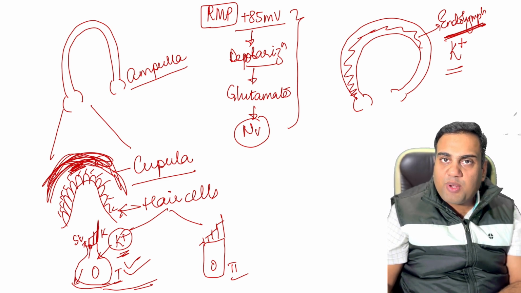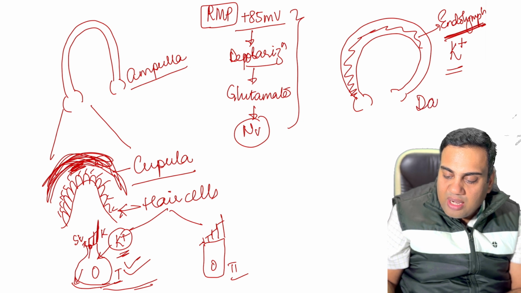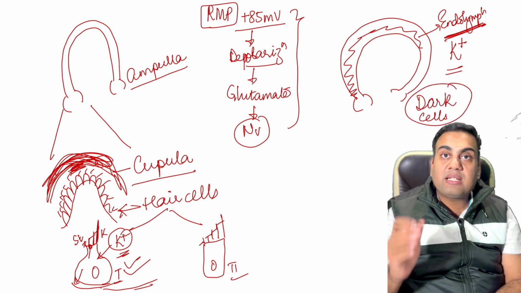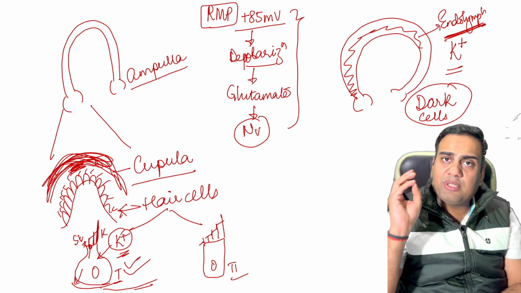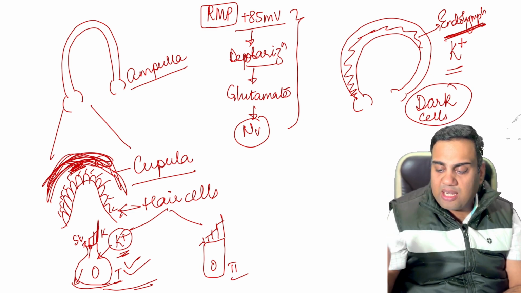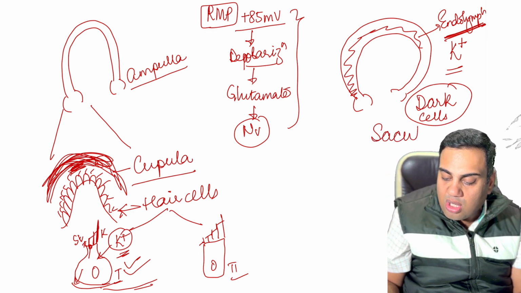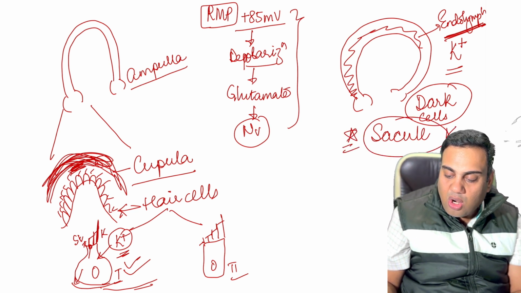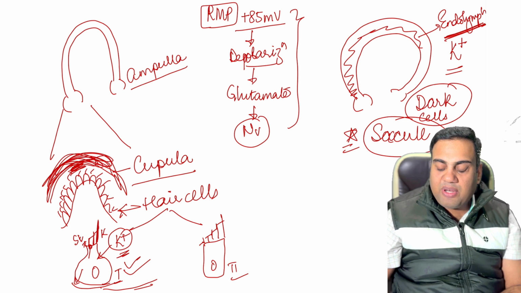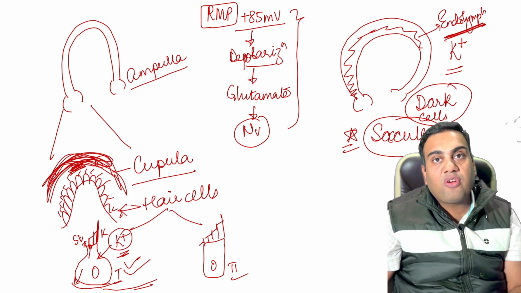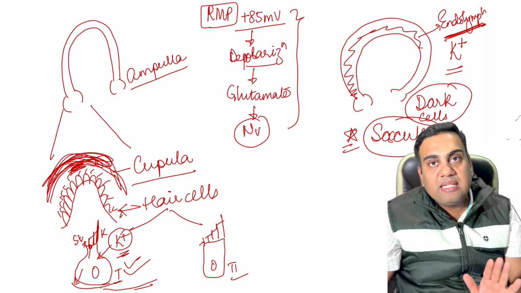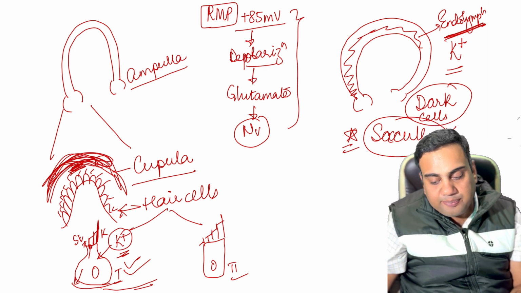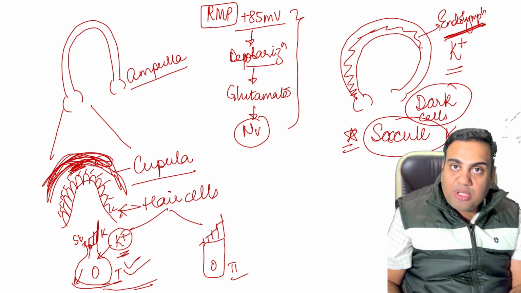Where is this endolymph coming from? There are certain cells called as the dark cells. These dark cells are present in the vestibular system, in the semicircular canals and the utricle. They are not present in the saccule. Remember this. They are present in all the other parts of the vestibular system. And these dark cells produce the endolymph. Alright? Have you understood this?